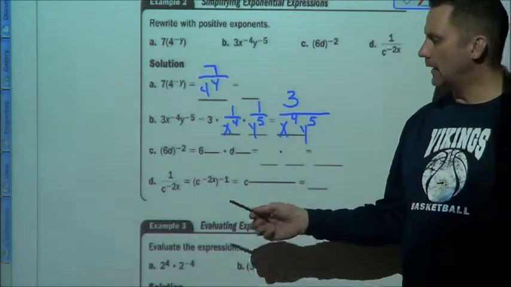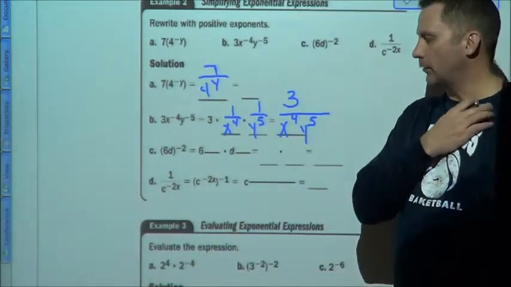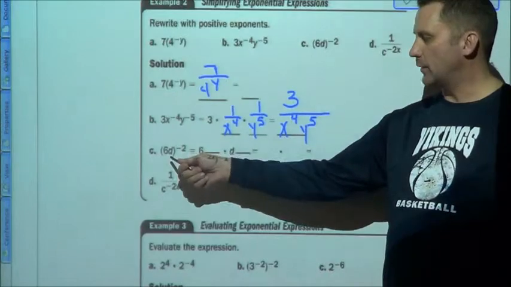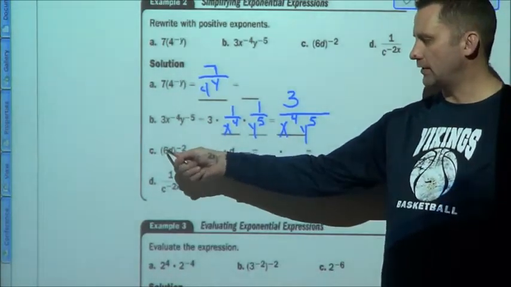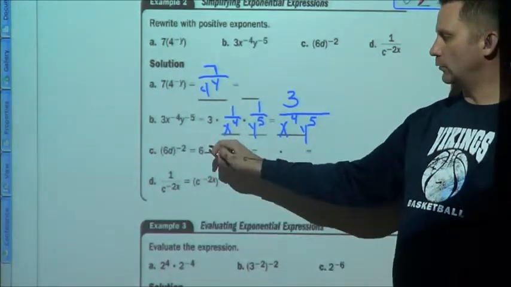Okay, now in 8.1 we did the power of a product rule, which means everything in these parentheses will be to this exponent. So it's going to be 6 to the negative 2, and then d to the negative 2. So it looks something like this.